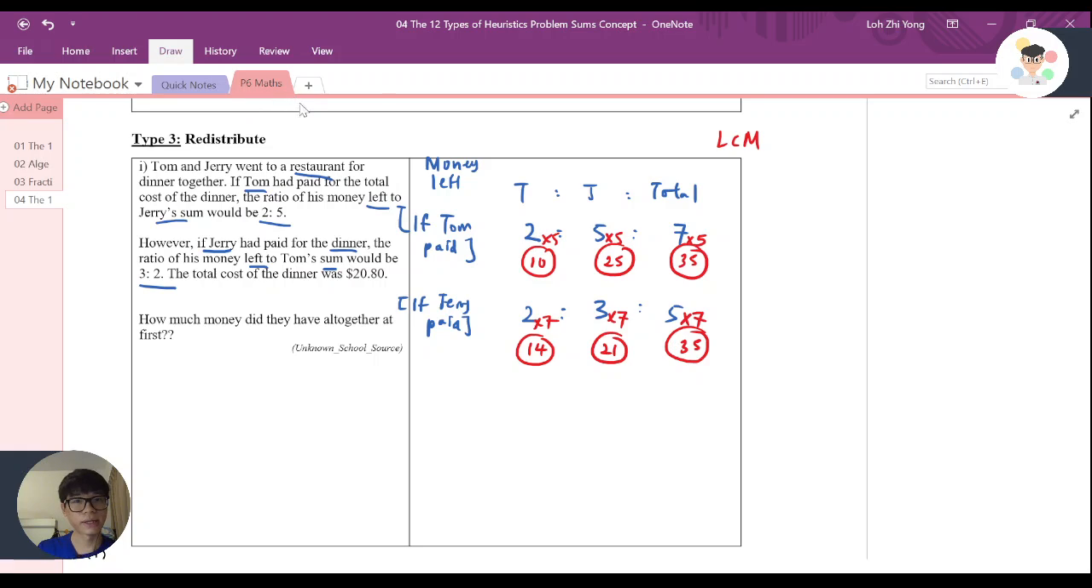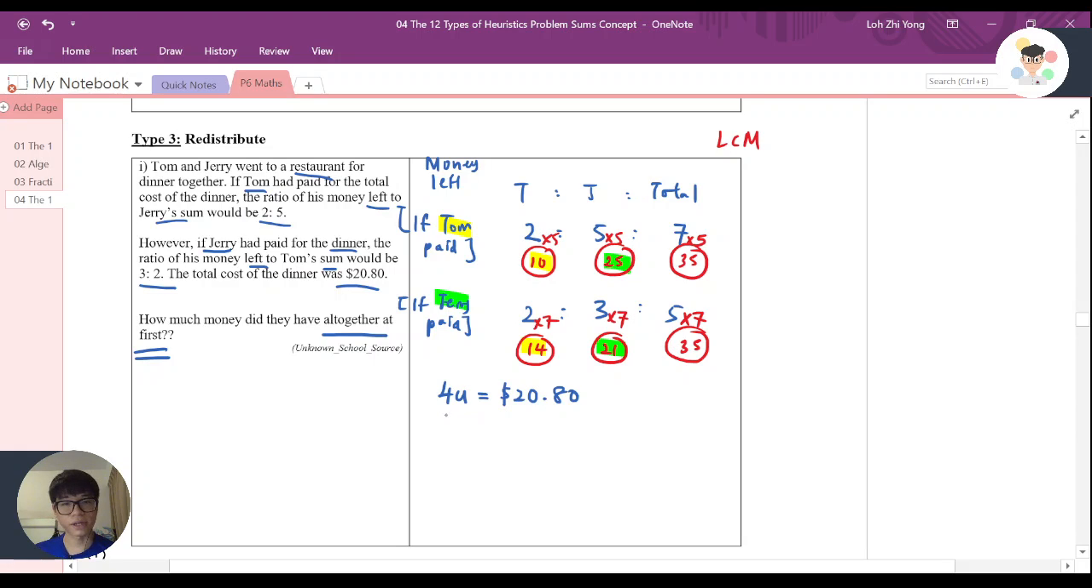Then you will notice if Tom pays, from 10 you go down, it will be 4 units less. If Jerry pays, it will be 4 units less. So basically we can understand that the 4 units less is because they pay for the dinner. And how much was the dinner? The dinner cost $20.80. So I know that the 4 units is equivalent to $20.80.